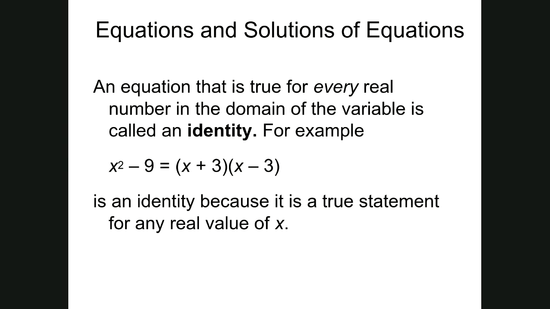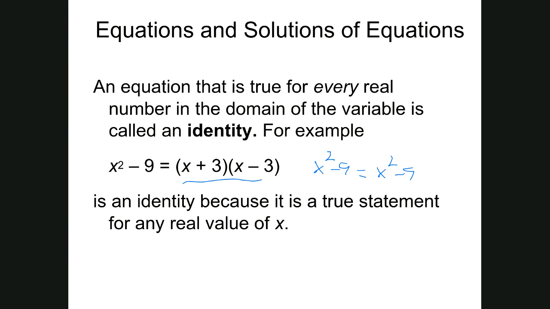An equation that is true for every real number in the domain of the variable is called an identity. For example, x squared minus 9 equals (x plus 3)(x minus 3) is an identity because it is a true statement for any real value of x. Okay, so why? Because if you multiply this out, this is x squared minus 9 on the left, and if you multiply this out, you get x squared minus 9 on that side.